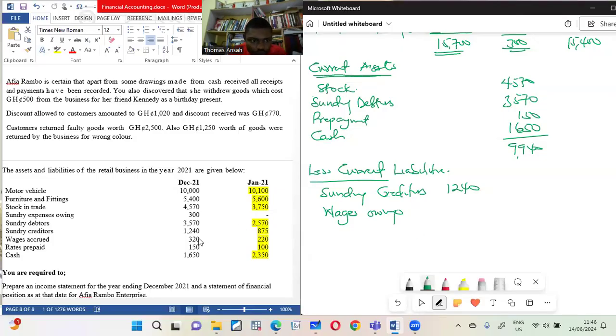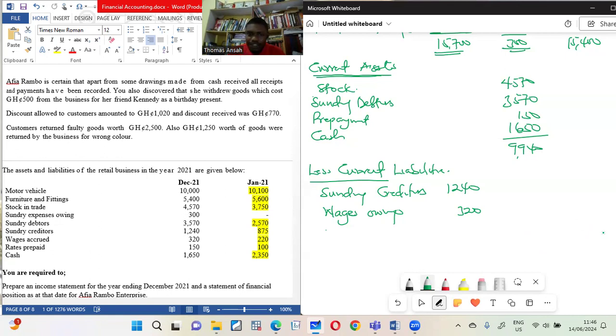So the wages owings is 320, right? Then we have sundry expense owings, which is 300. If I total all these things, I have 1240 plus 320 plus 300. That is 1860. So that is what I'm taking out here. Now, if I take the 1860 from my 9940, what I'm going to get here is 8080.